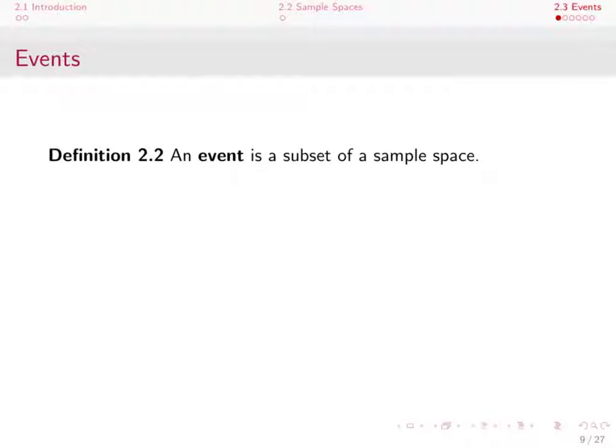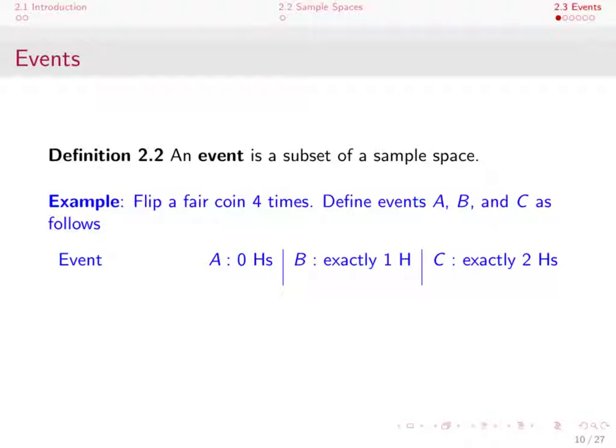Next, we define an event, which is a subset of a sample space, so we'll flesh this out a little bit through an example. Suppose we flip a fair coin 4 times, and we'll define 3 events as follows. The first event will be A. This is the case where we get 0 heads in 4 flips. Event B will be the case where we get exactly 1 head in the flipping of 4 coins. And the third event, C, will be the case where we get exactly 2 heads out of the 4 flips. And our next step might be to start counting the outcomes in each of those events to figure out how many there are.